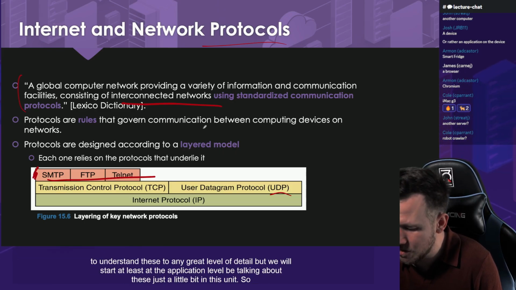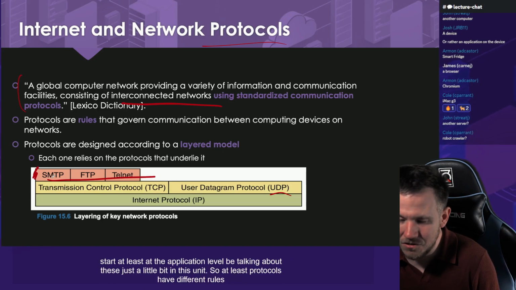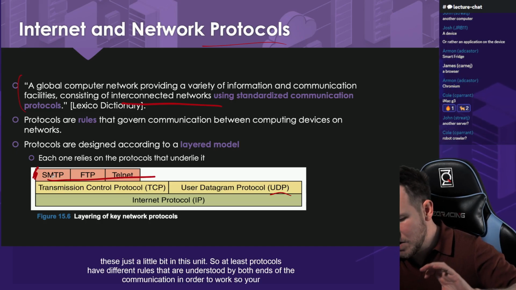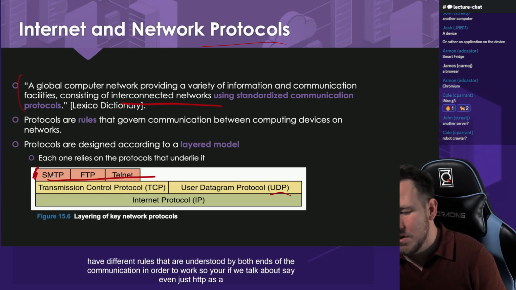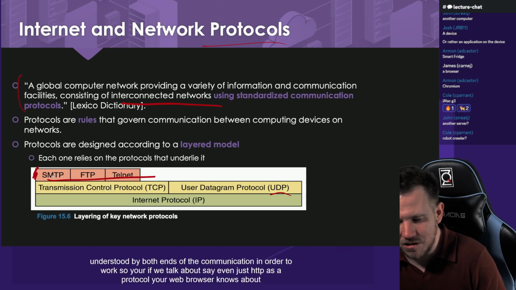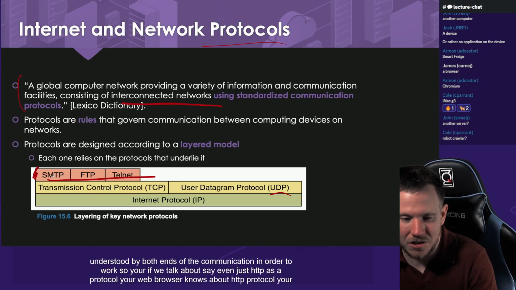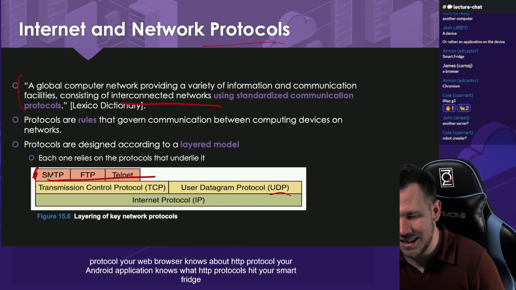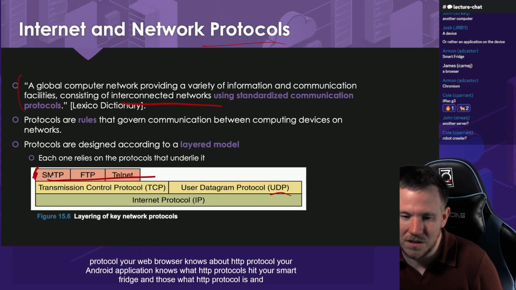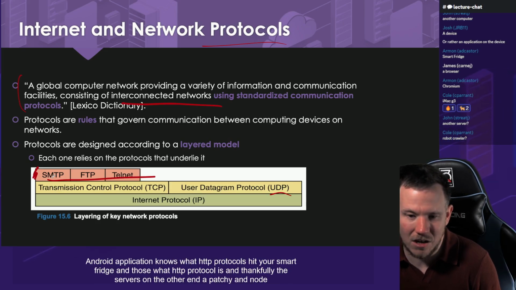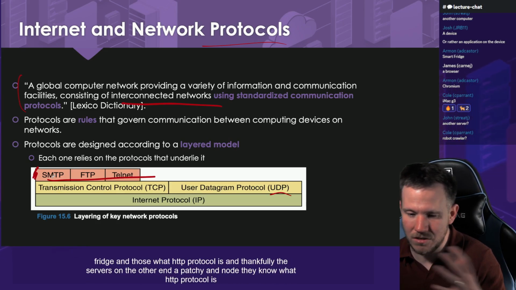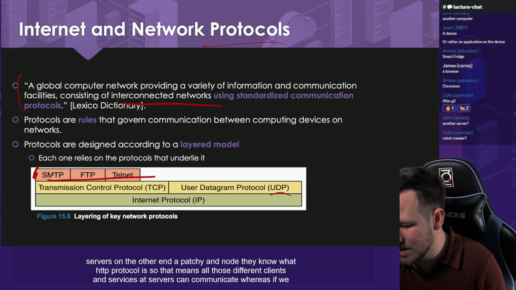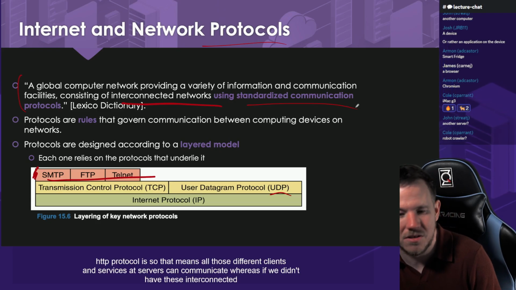All right, so these protocols have different rules that are understood by both ends of the communication in order to work. Right, so if we talk about, say, even just HTTP as a protocol, your web browser knows about HTTP protocol. Your Android application knows what HTTP protocol is. Heck, your smart fridge knows what HTTP protocol is. And thankfully, the servers on the other end, Apache and Node, they know what HTTP protocol is. So that means all those different clients and servers can communicate.